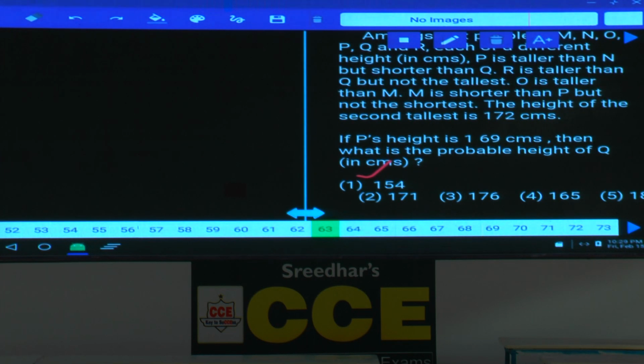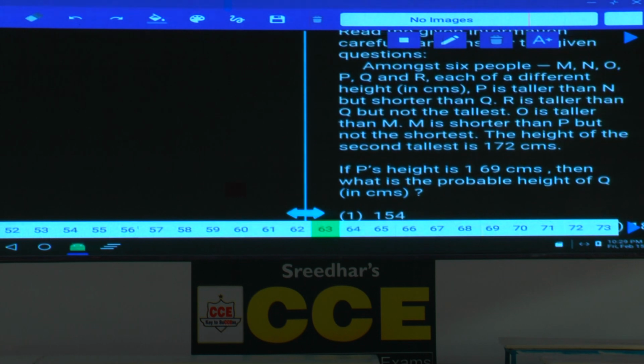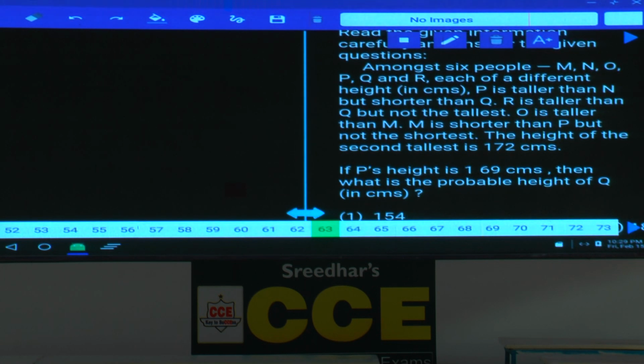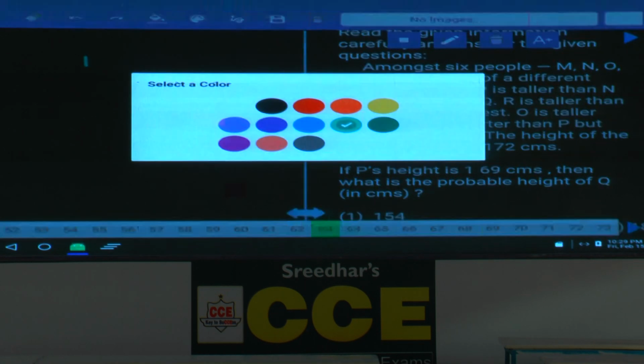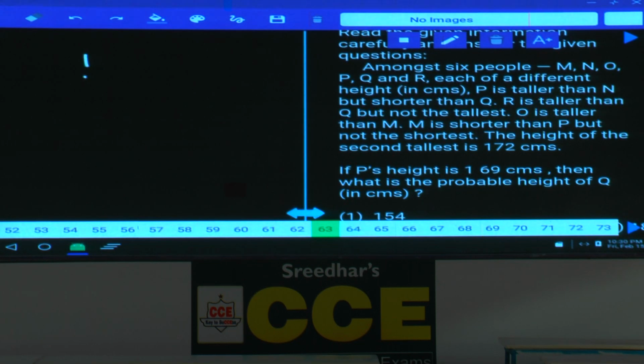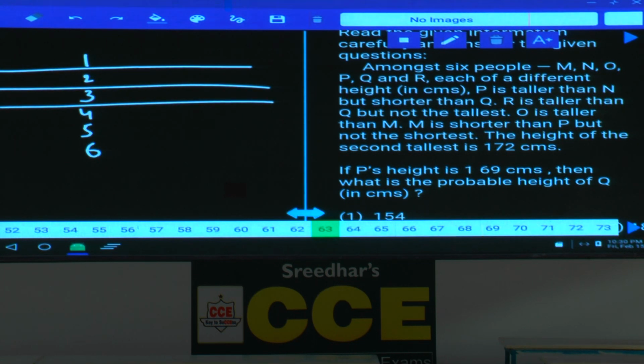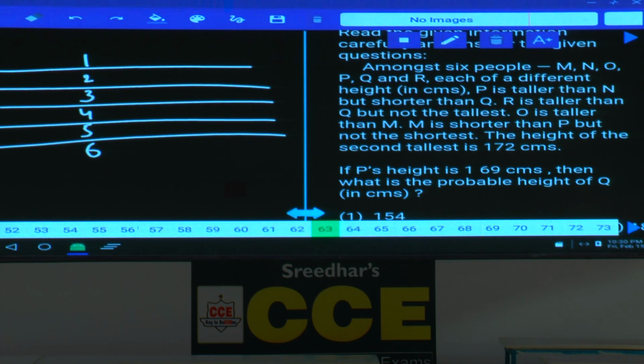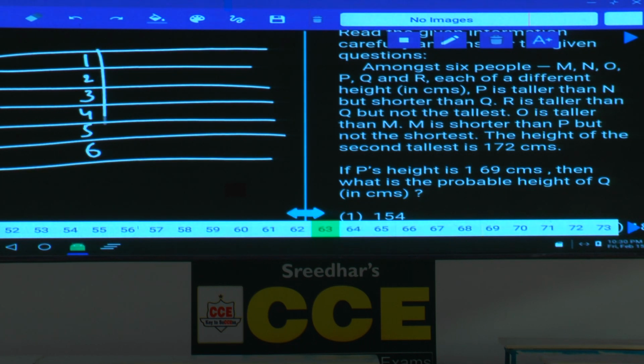Now in this 63 to 65, these 3 questions are based on comparison. How many persons are there? There are in total only 6 persons. Now total 6 persons, 1, 2, 3, 4, 5 and 6. Now these 6 persons are being compared in different positions, isn't it?